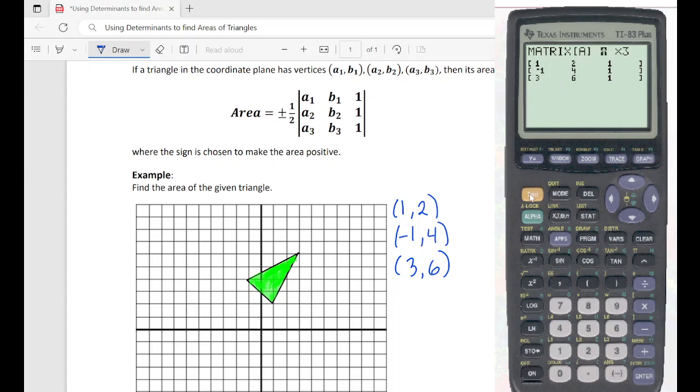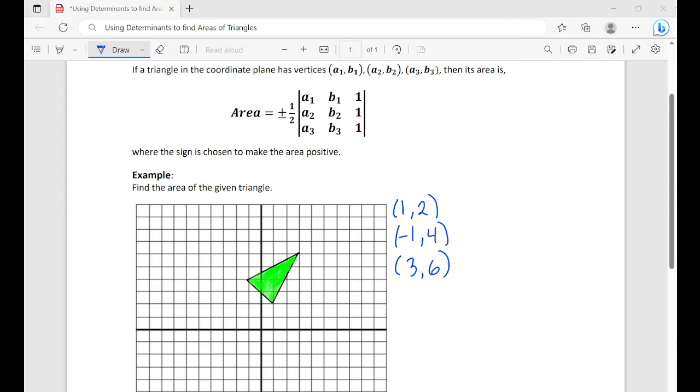So now I'm going to go back to second mode, get out of this, second matrix, and now I'm going to find the determinant of this matrix. So I choose the 3 by 3 for matrix A, and I get -12. Alright, if I get -12 for the determinant, it makes things a little bit more difficult, but not much, and I'll show you what it means in just a second.